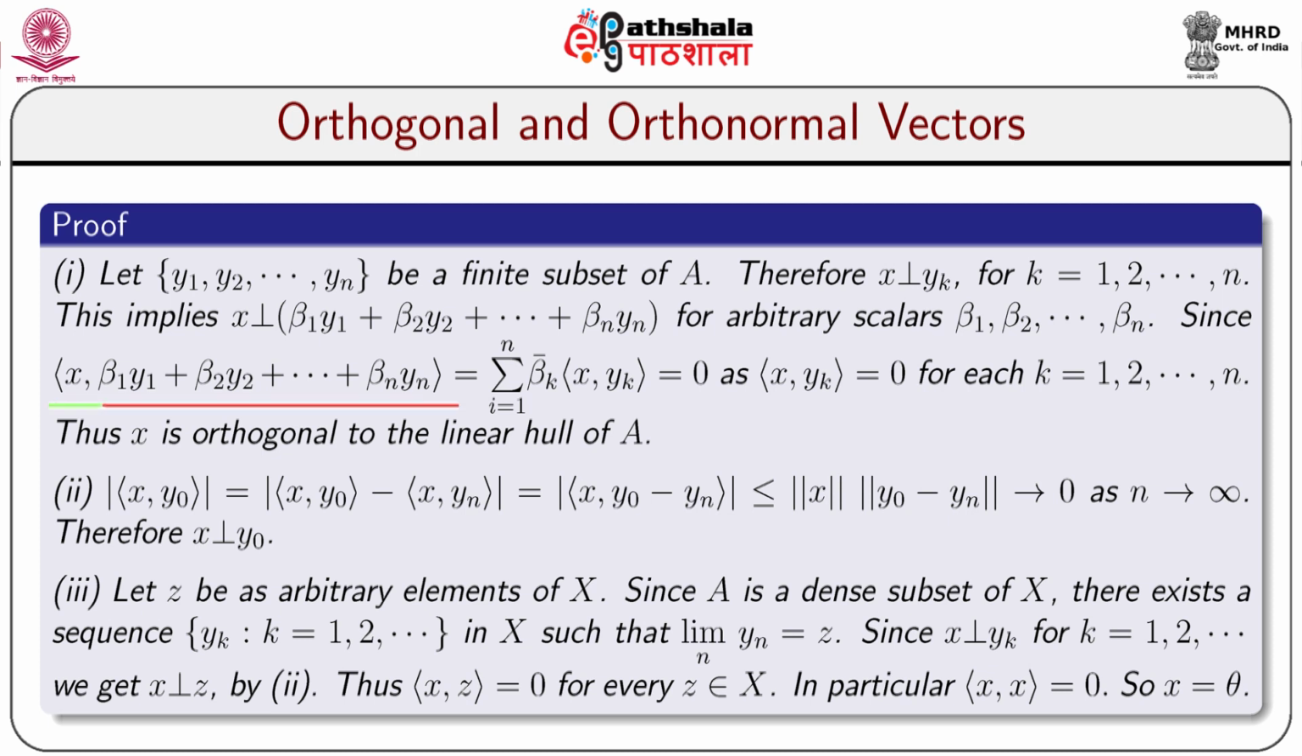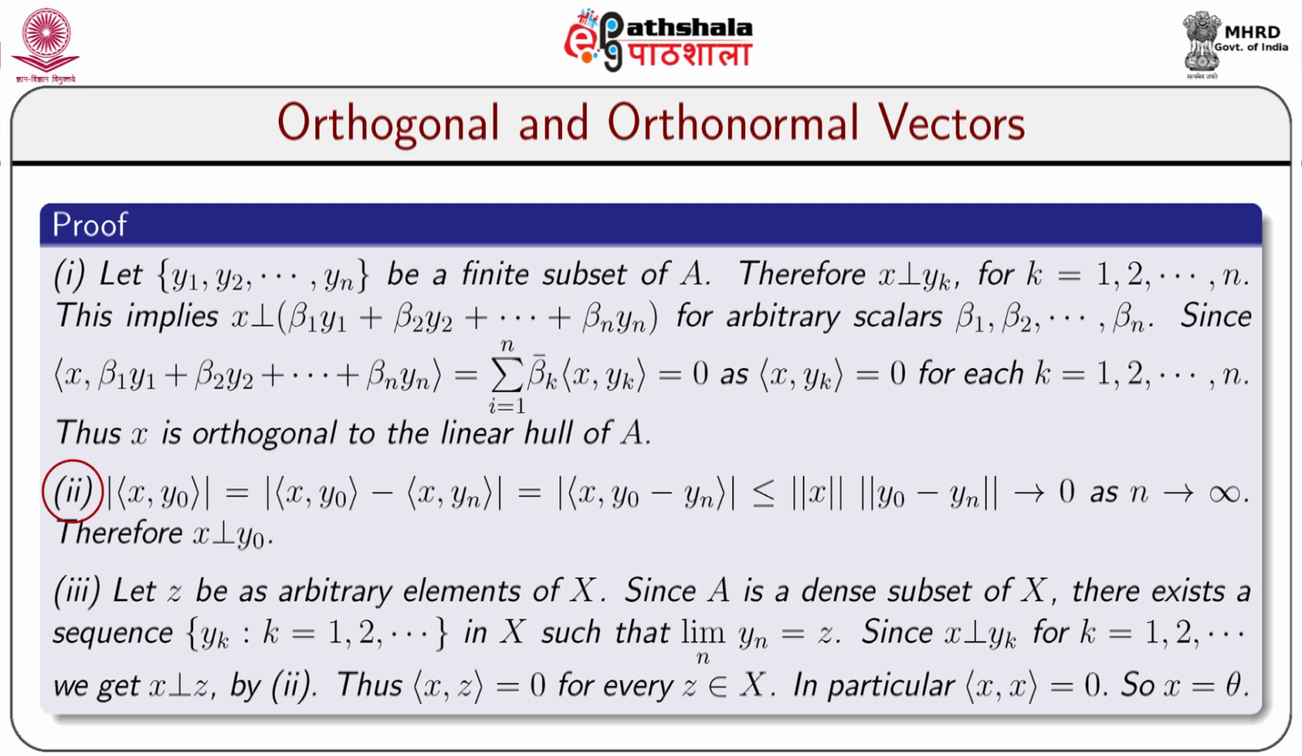Since inner product ⟨x, β1y1 + β2y2 + ... + βnyn⟩ is equal to Σ k=1 to n β̄k ⟨x, yk⟩ is equal to 0, as ⟨x, yk⟩ is equal to 0 for each k = 1 to n, it follows that x is orthogonal to the linear hull of A.